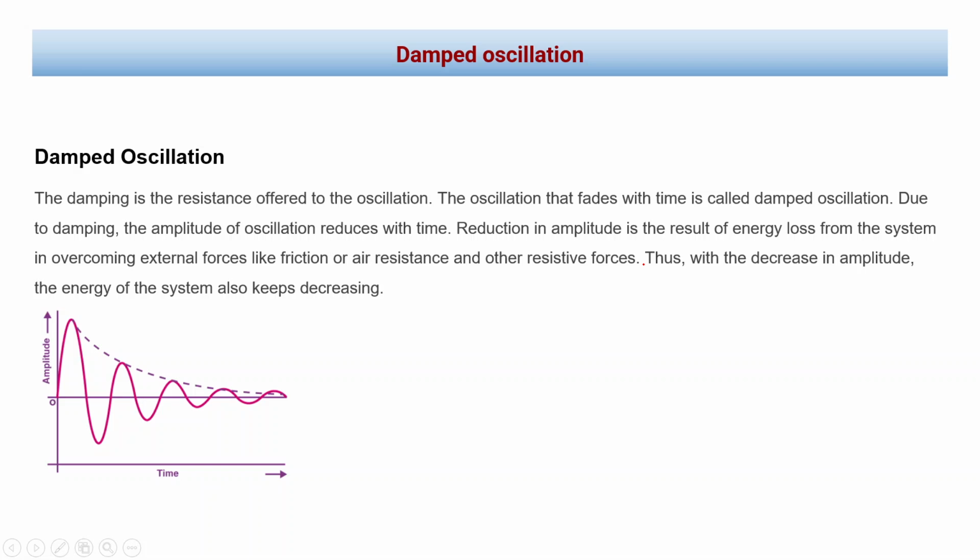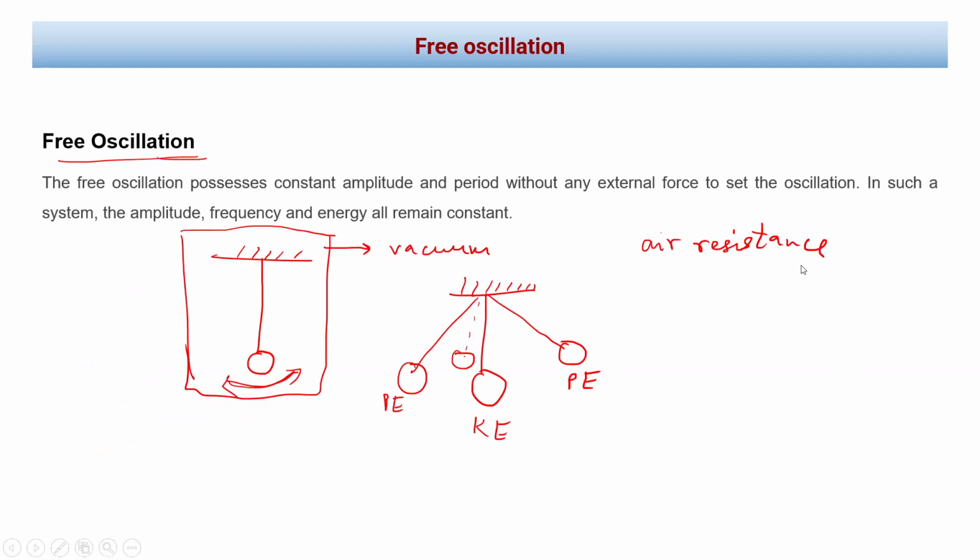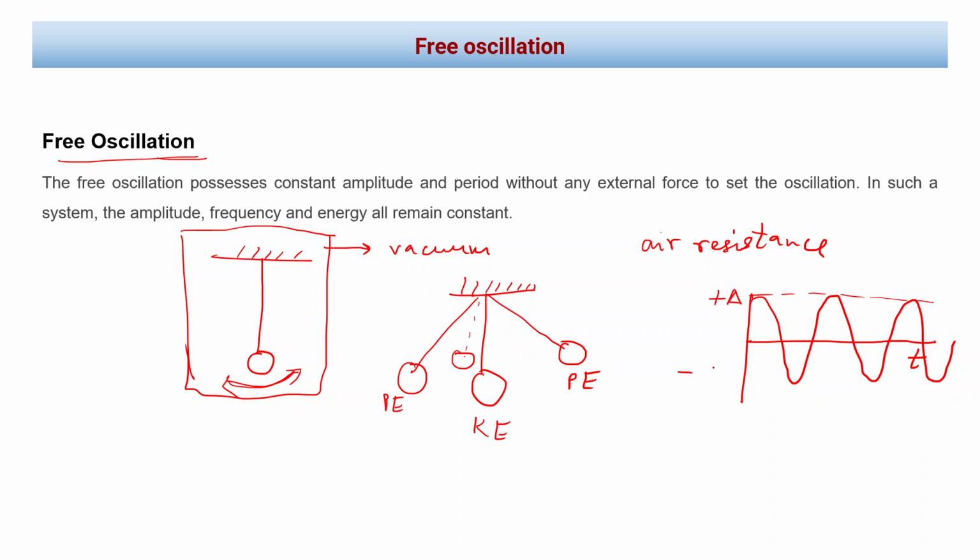Now the next is damped oscillation. For a free oscillation, if with time we are talking about energy or its amplitude, it will be sinusoidal and the amplitude will remain unchanged. It will remain constant. Depending on the direction, it's going to plus A or minus A, but the peak value will be the same.